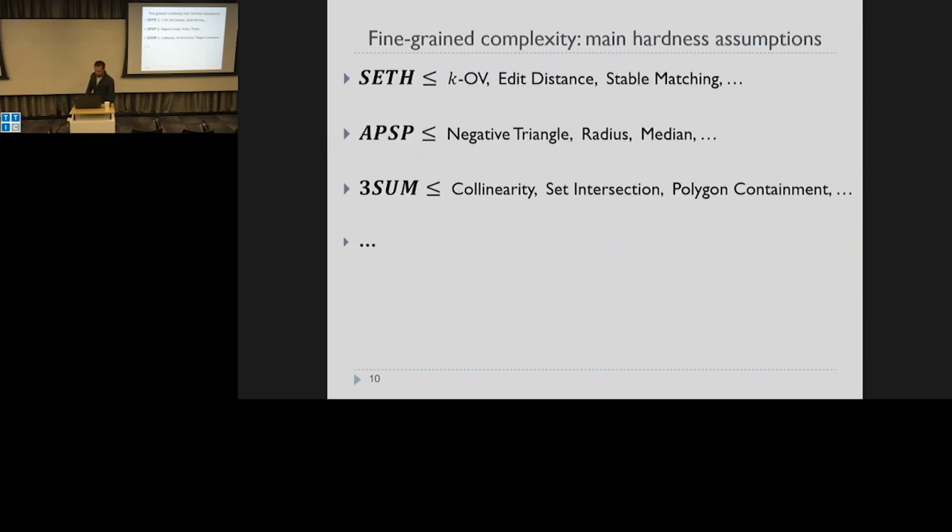And just to give you some examples, those on the left are considered maybe the main hardness assumptions in fine-grained complexity. You have SETH, maybe you've heard of it, the Strong Exponential Time Hypothesis, essentially saying that SAT needs 2 to the n time to be solved. And given this assumption, you have many hardness results for problems in P, like orthogonal vectors with k groups, for example, needing n to the k, or edit distance needing n squared, etc. Similarly with all-pairs shortest path or 3SUM.